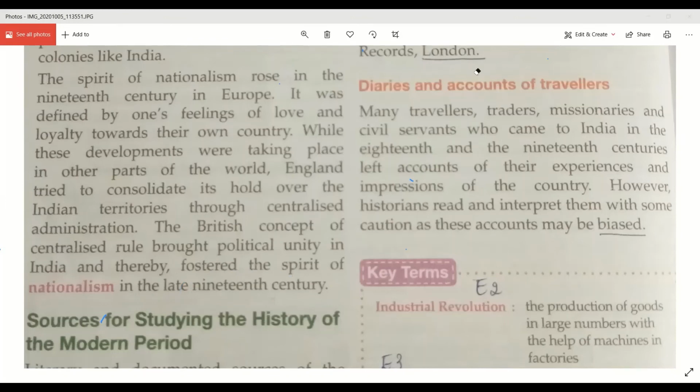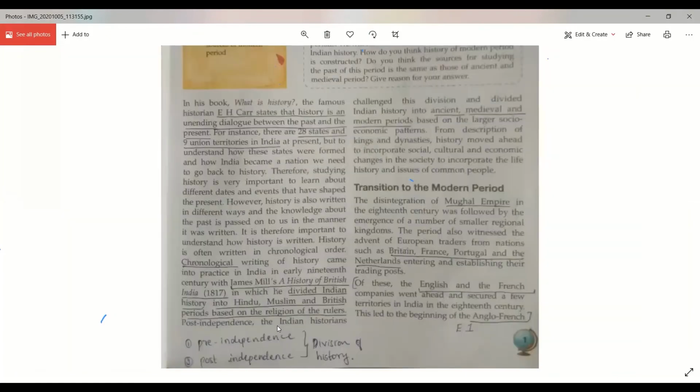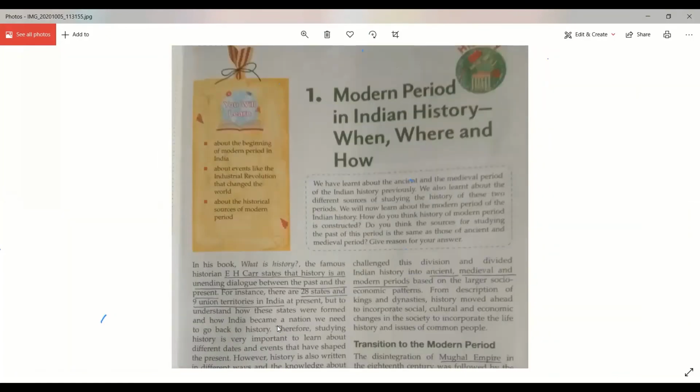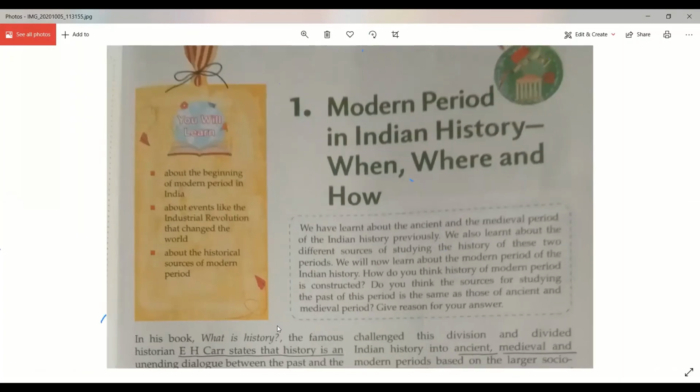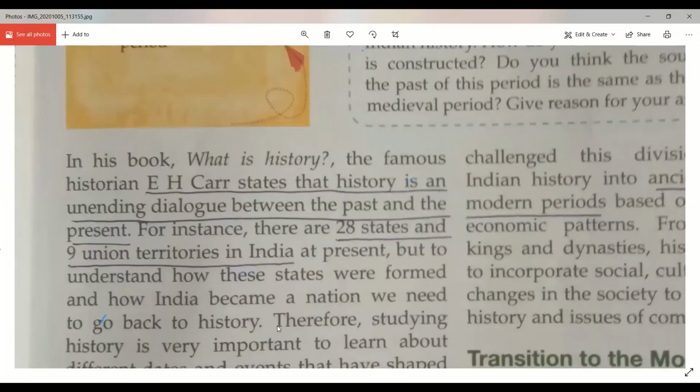let's start with the first one. We learned what we are going to learn today. We spoke that we are going to study today about the modern period in Indian history: when, where, and how. We spoke about E.C. Carr, who gave a definition of history. And what is the definition? He says history is an unending dialogue between the past and the present.